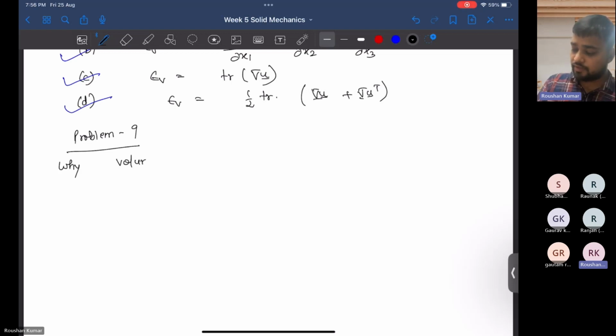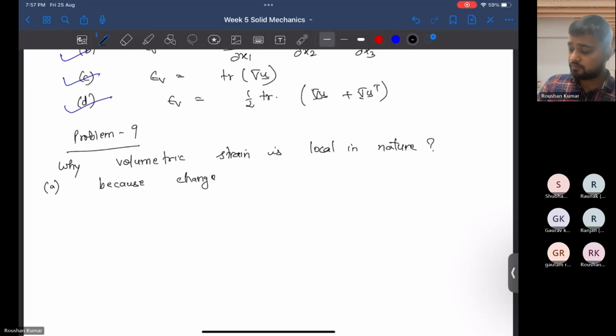Why is volumetric strain local in nature? The first option is: because the change in volume per unit volume is different for different parts of the body.